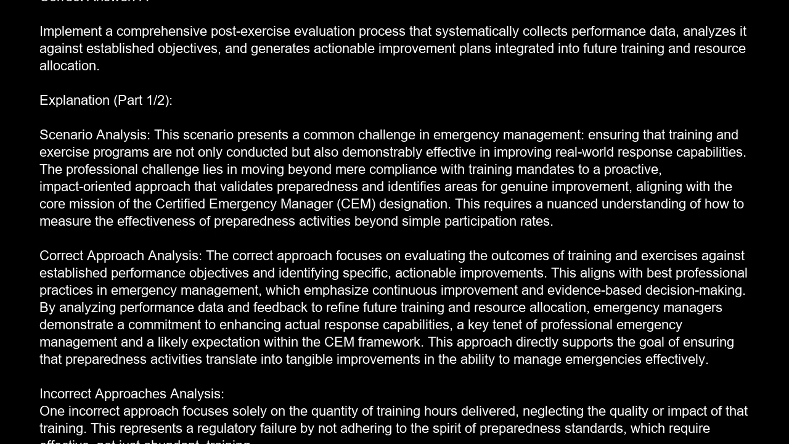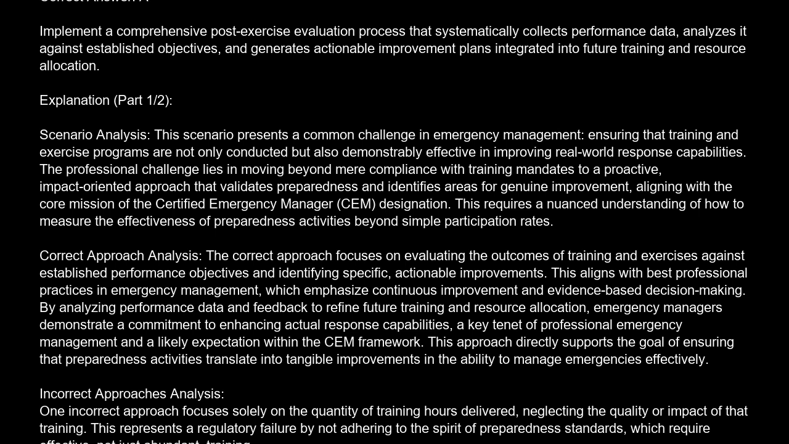Explanation. Scenario analysis. This scenario presents a common challenge in emergency management: ensuring that training and exercise programs are not only conducted, but also demonstrably effective in improving real-world response capabilities. The professional challenge lies in moving beyond mere compliance with training mandates to a proactive, impact-oriented approach that validates preparedness and identifies areas for genuine improvement. Aligning with the core mission of the Certified Emergency Manager (CEM) designation, this requires a nuanced understanding of how to measure the effectiveness of preparedness activities beyond simple participation rates.